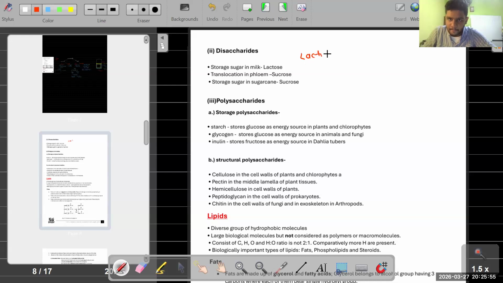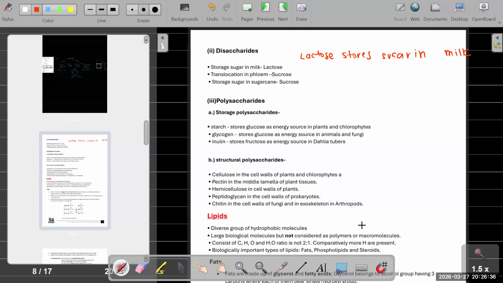Lactose stores sugar in milk. Can you understand that? This should be read like this: lactose is a sugar which stores the sugar in milk. Just because of lactose, sugar is present in milk. Can you understand that? If you can't understand, drop a message, or you can use the mic also.